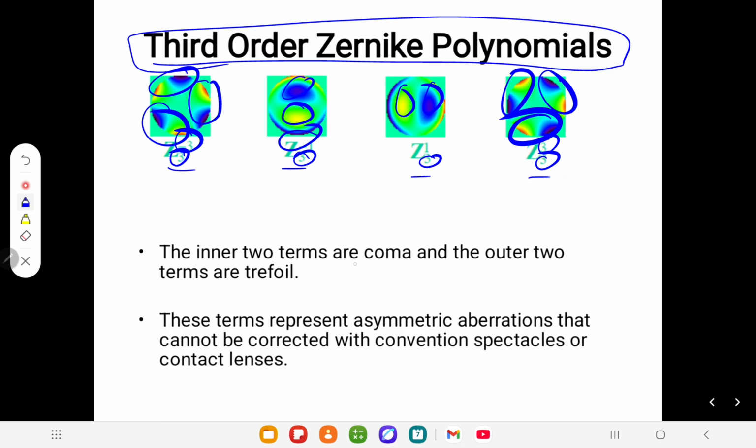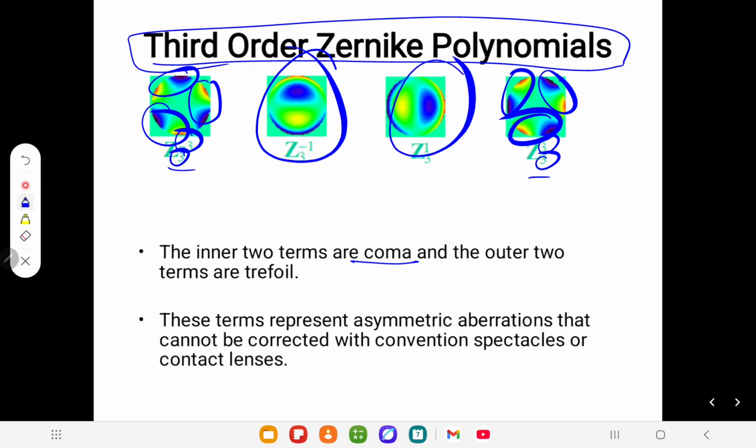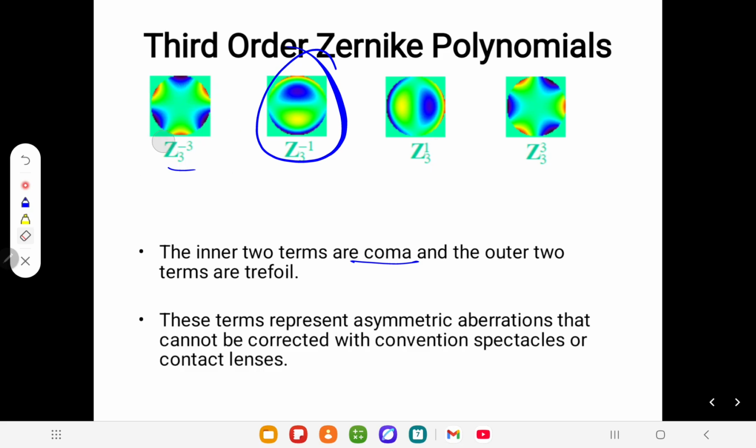So the inner two terms are the comma, these are the comma, the inner two, yes, and the outer two are trefoil. The name trefoil means three lips. Okay, fine. So that's a third order.